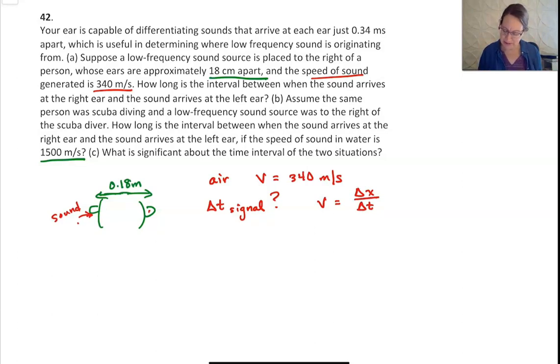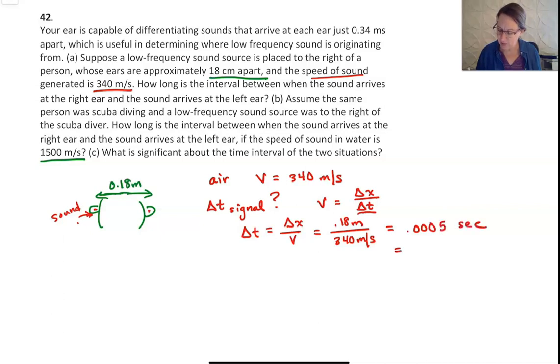We're asked for the delta t of the signal, the time between the sound being in one ear and then getting to the other. So this delta t, the time that we experience, is just going to be delta x over v, or 0.18 meters, the distance between our two ears, over the speed of sound, 340 meters per second. That gives us a time difference of about 0.0005 seconds, which is about 0.5 milliseconds.